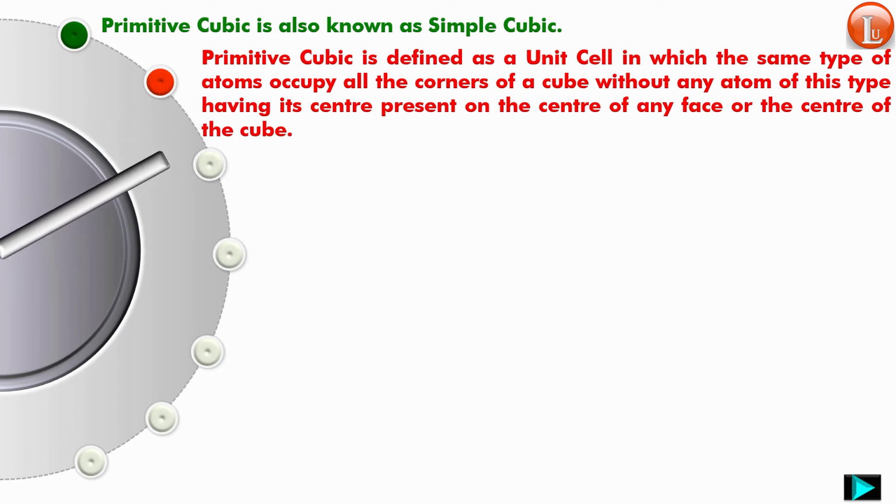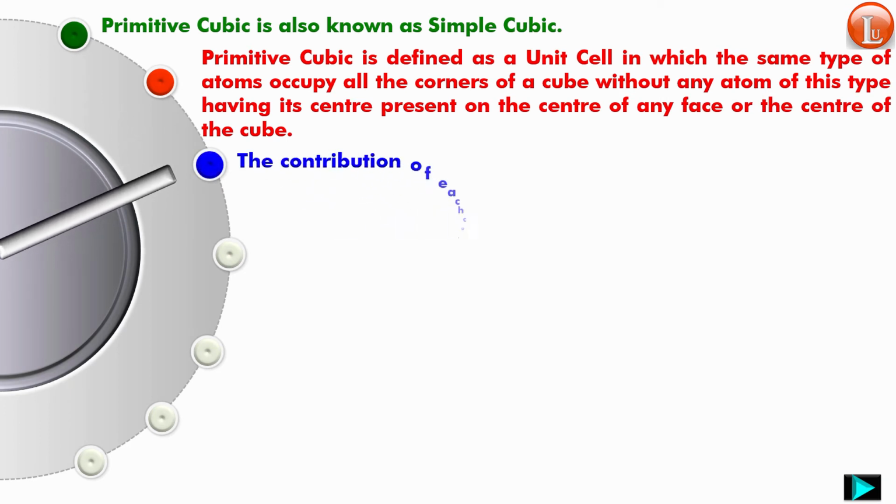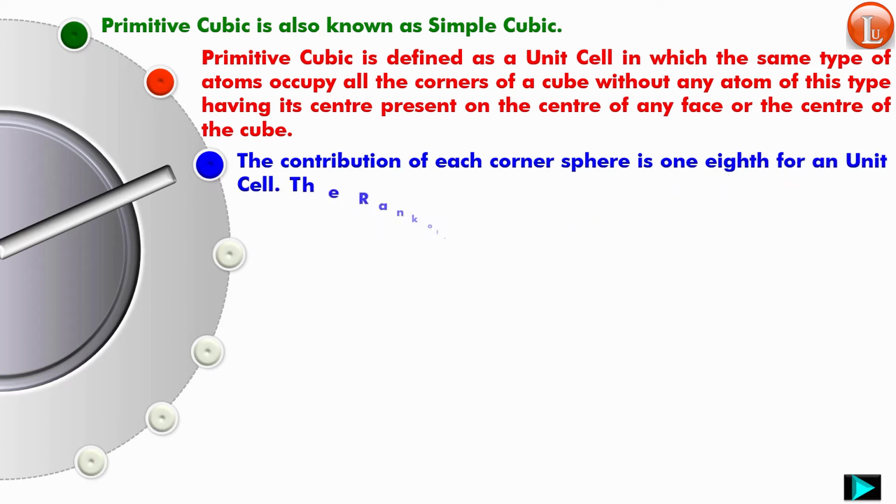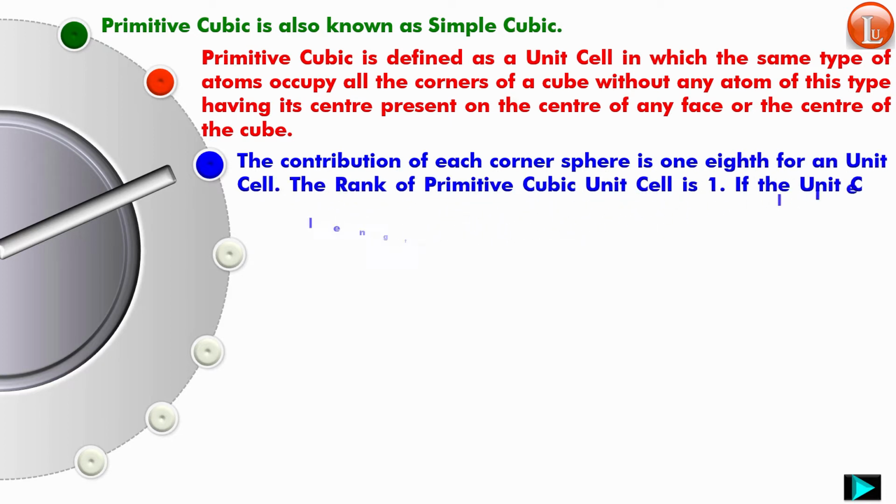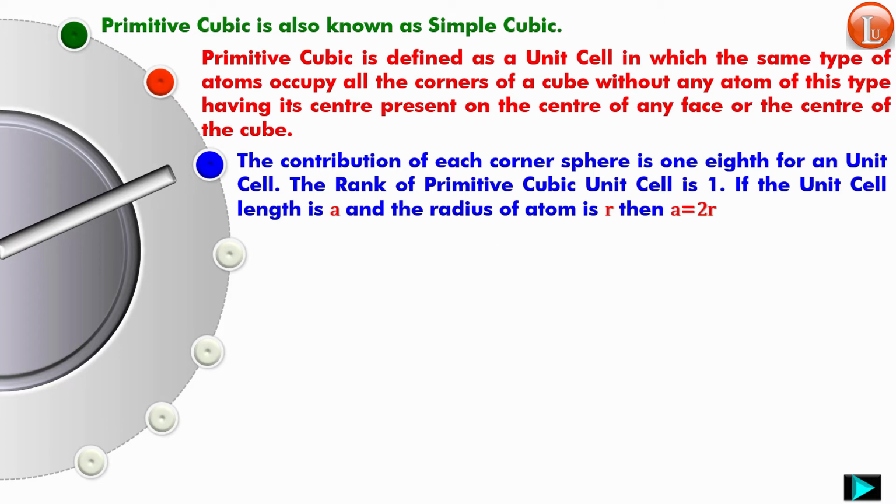And what does it say now? It says that the contribution of each corner sphere is 1/8 of a unit cell. The rank of the primitive unit cell is 1, and if the unit cell length is A and the radius is R, then A is 2R.